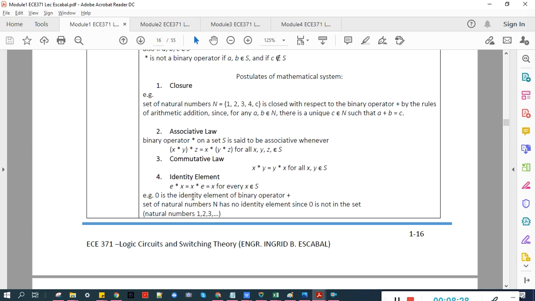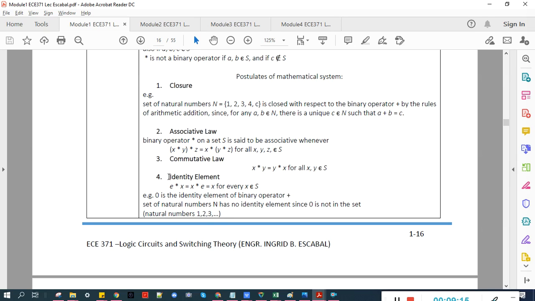Identity element. If we have E as the identity element, if we perform the binary operation with the input x and the identity element, in either order, the result is still equal to the input. So the input is not affected.